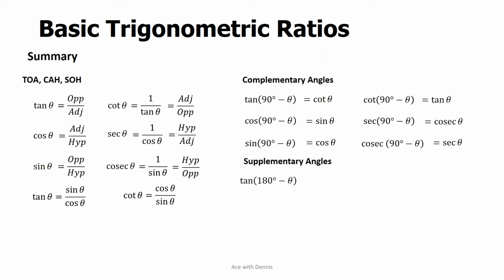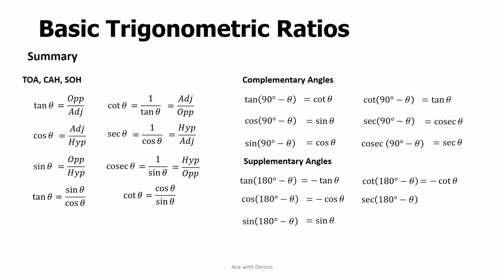Supplementary angles. Tangent 180 degrees minus theta equals negative tangent theta. Cosine 180 degrees minus theta equals negative cosine theta. Sine 180 degrees minus theta equals sine theta. The reciprocal, cotangent 180 degrees minus theta equals negative cotangent theta. Secant 180 degrees minus theta equals negative secant theta. Cosecant 180 degrees minus theta equals cosecant theta.